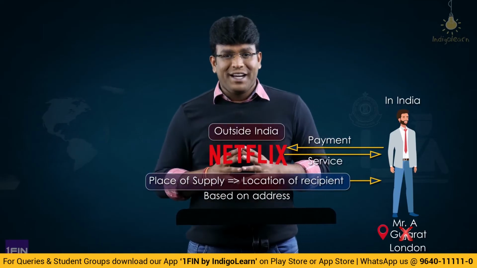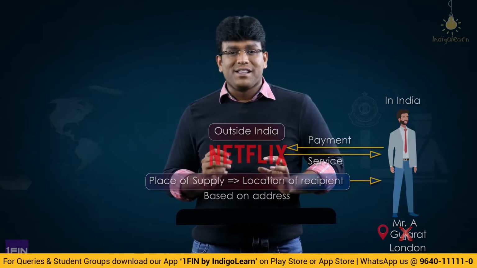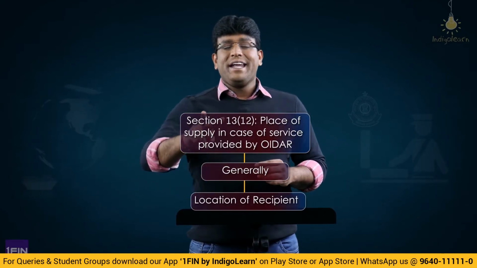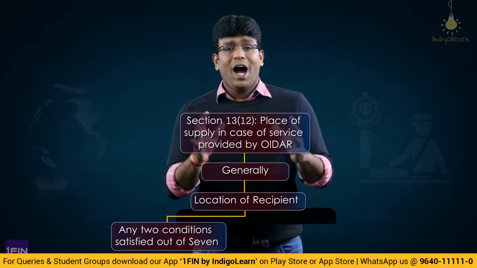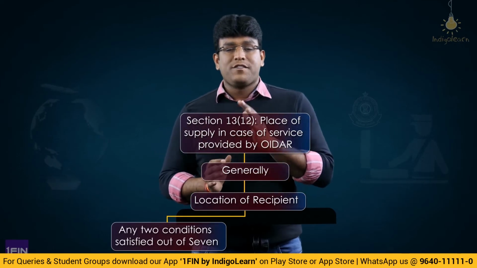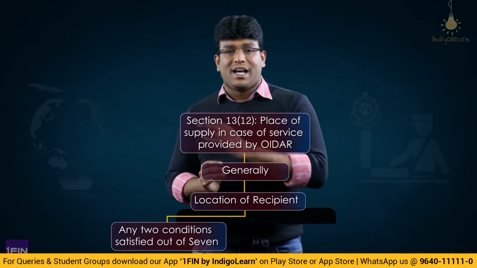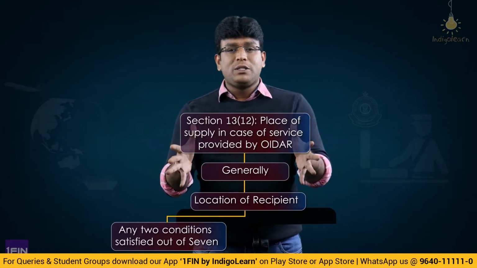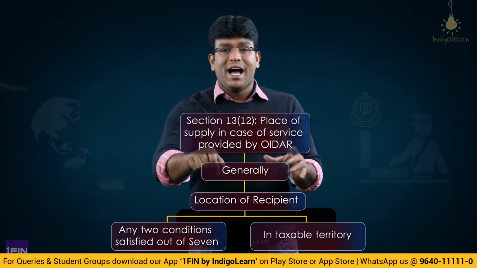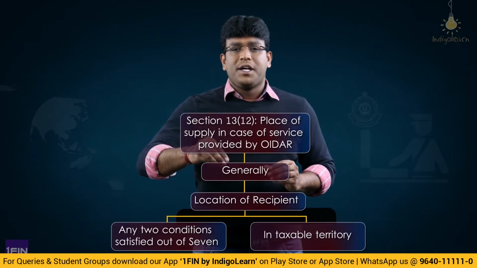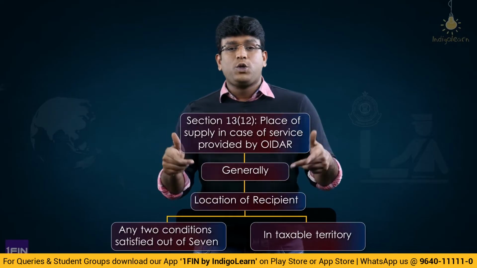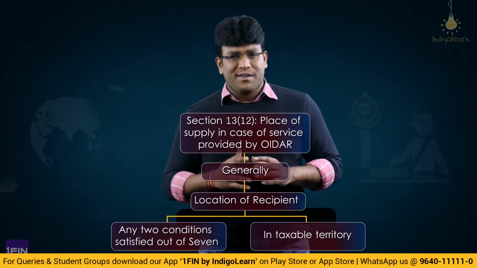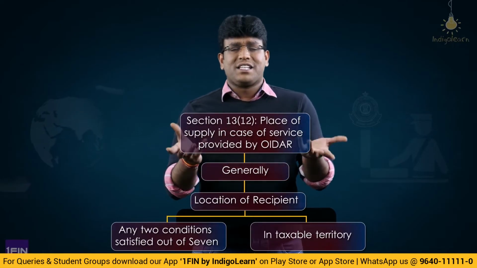So law specified that in general, place of supply is the location of recipient of services. However, if any two conditions are satisfied, out of 7 conditions given in the law, they have specified that if any 2 conditions are satisfied, then we treat that the location of recipient is deemed to be in taxable territory. In other words, the location of recipient is deemed to be in India if any 2 conditions out of 7 conditions are satisfied. Now, what are the 7 conditions? Let's look at that. Very interesting conditions.